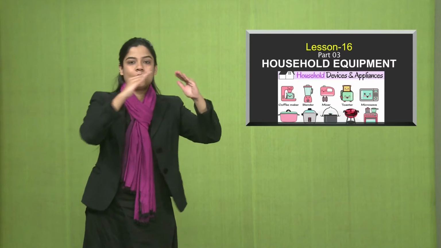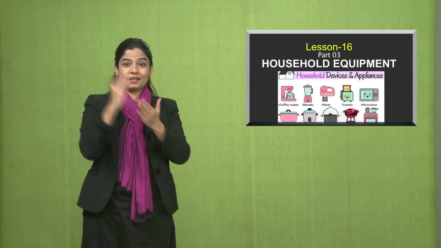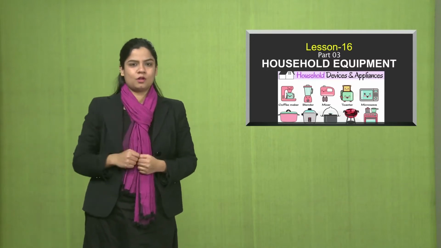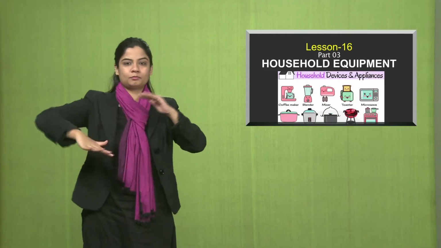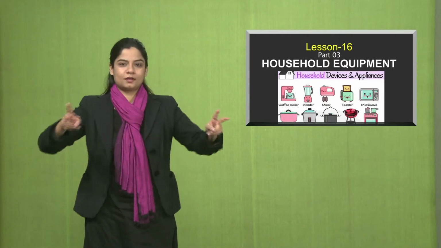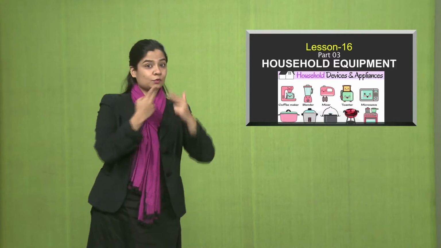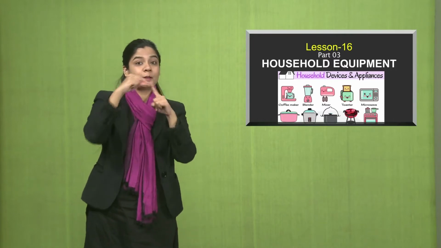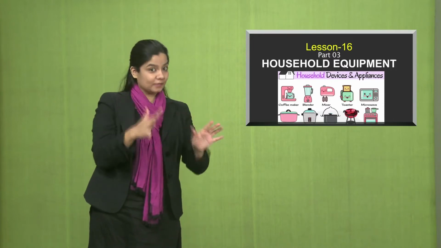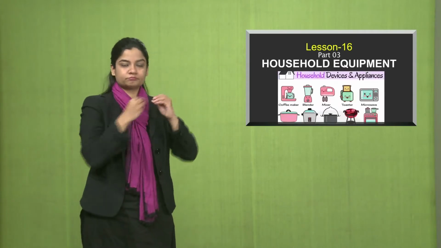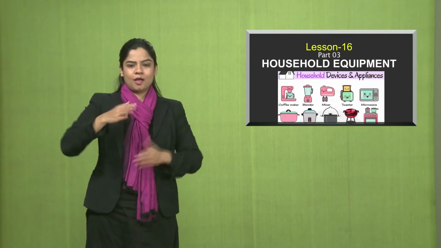The subject is Home Science, lesson number 16. The title is Household Equipments. We have discussed part 1 and part 2 of the lesson. Now this is part 3. Let me give you a short summary of part 1 and part 2.